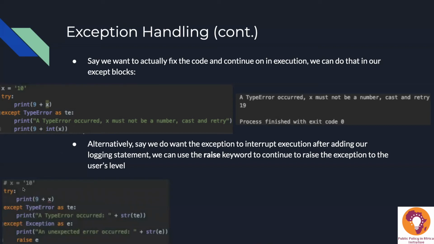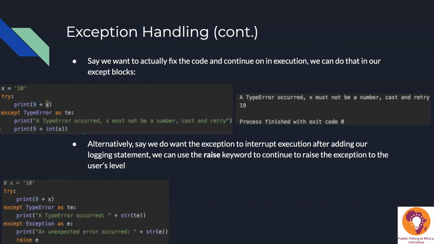So here I've just commented out x equals 10. So now x is not defined. When x isn't defined, we get a different error. We don't get a type error. So in my code here, my first except block, I'm catching type errors as TE. And in that case, I would print a type error occurred and then the string version of the type error. But if a type error doesn't occur, then I have a broad "except Exception as E" block. And in there, I'm printing out an unexpected exception occurred. I'm outputting the string version of that unexpected exception.